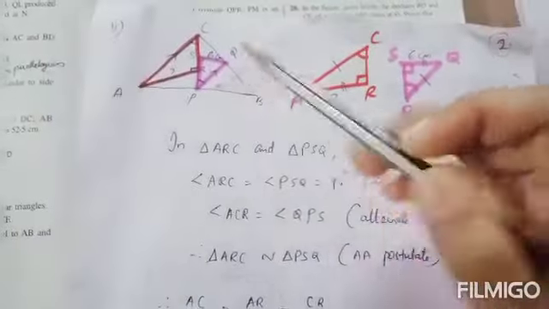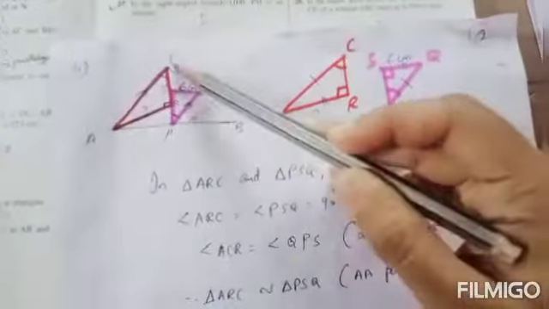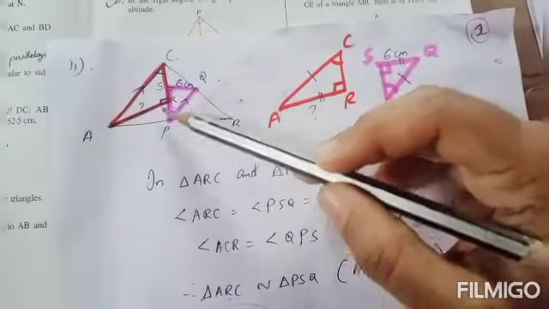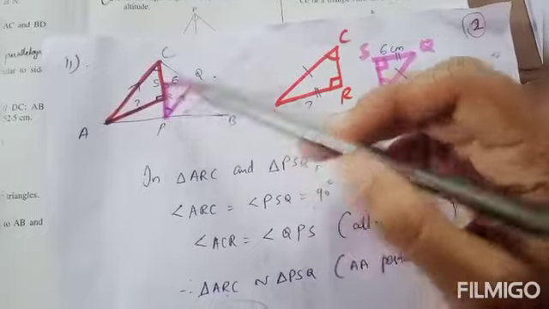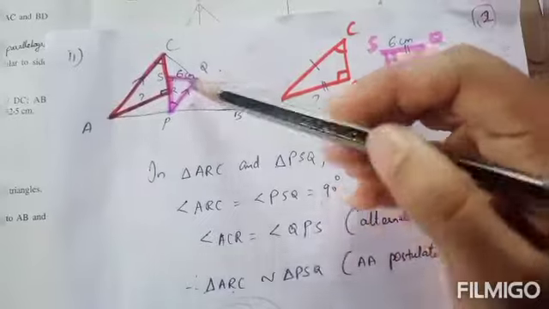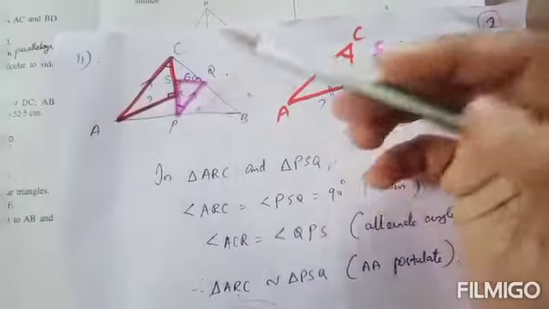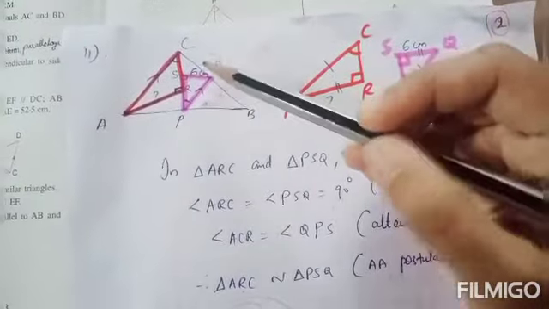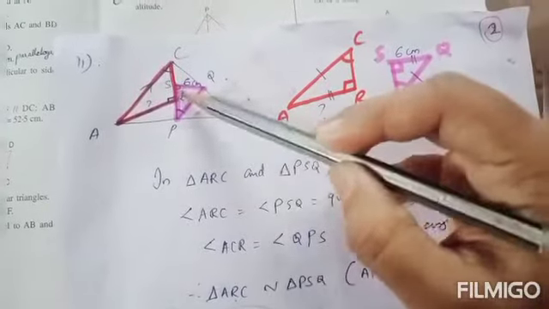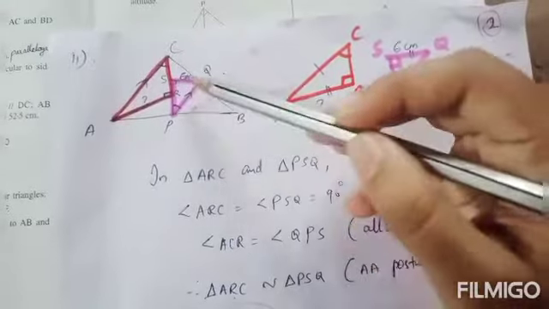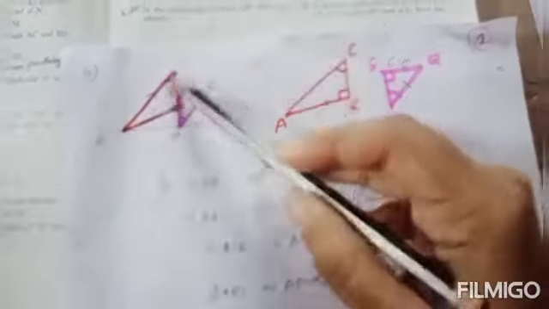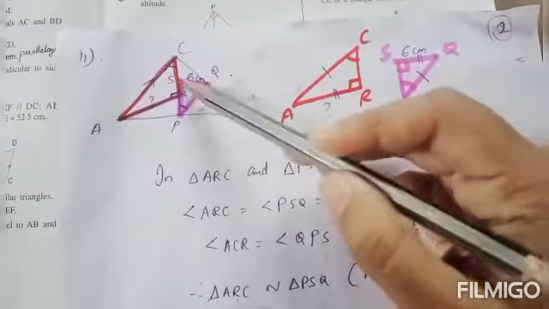In the second question, angle ARC is given 90 degrees and angle PSQ is also given 90 degrees. The length of QS is given 6 cm. You need to find the length of AR. Okay, so which two triangles will you select here? It should include QS and AR. So we can select triangle ARC, that is this triangle ARC, and PSQ.